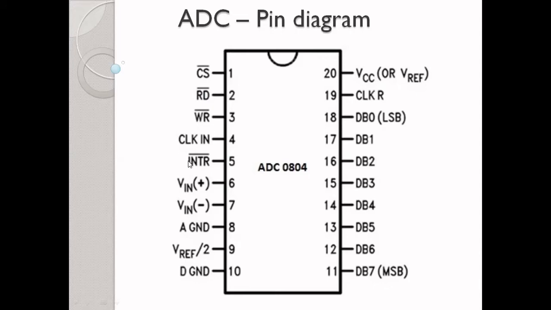Next one is INTR. Now I am giving a low signal to pin number 3. So it will start converting the analog signal into a digital signal. Initially this INTR will be high. When the conversion is completed, automatically it will become low. So we can understand that the ADC has converted into digital data. Next, you all know ground, analog ground, digital ground. Next is VCC, which means you have to give a 5 volt supply. Next, VIN means we can give it as ground. Next is 2 clock pins, clock in and clock out.